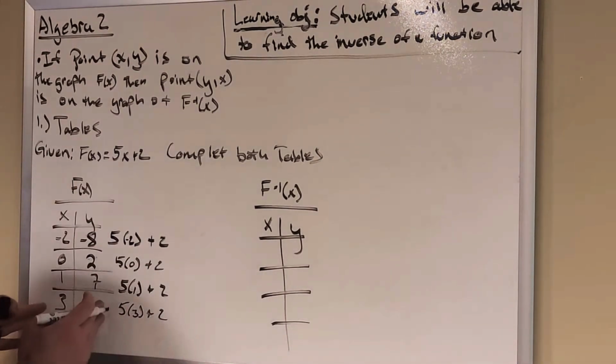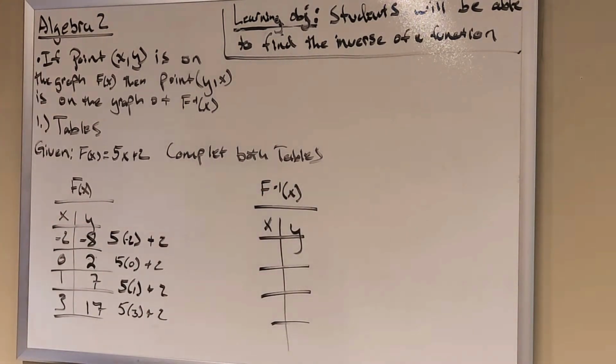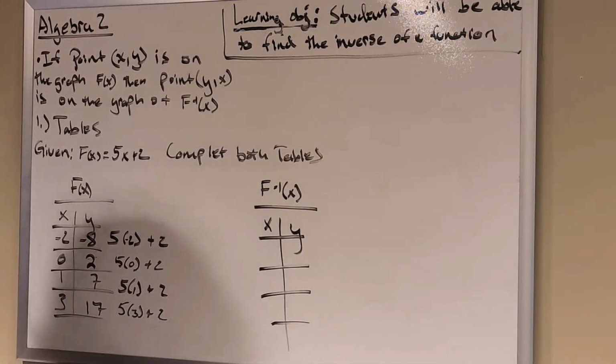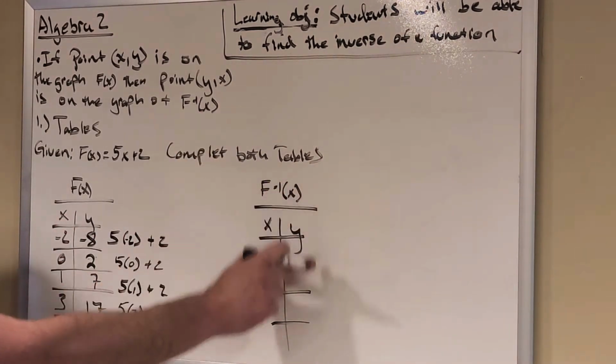So here's my function. Here's my inverse function now. Now, as it said here, if point (x, y) is on the graph of f(x), then point (y, x) is on the graph of f⁻¹(x). Here's my inverse.